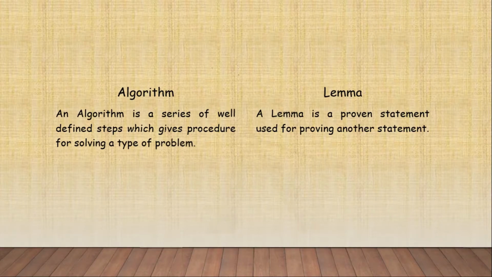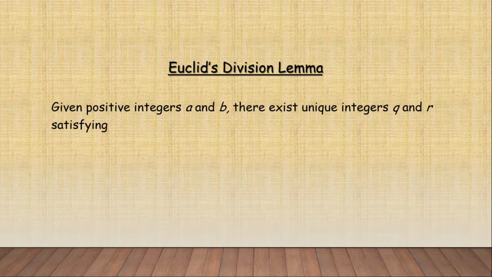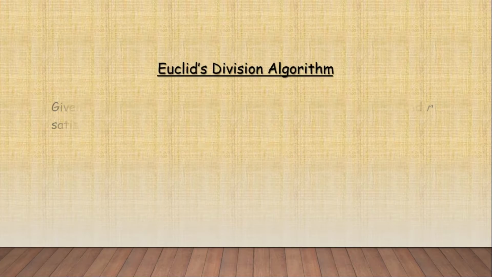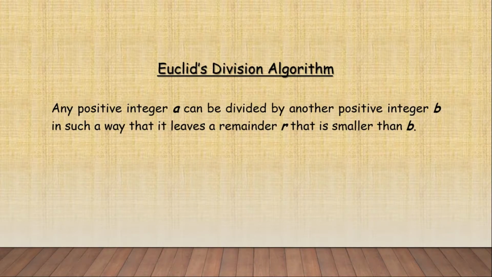Let us see what Euclid's division lemma states. It states that if we have two positive integers a and b, there exist unique integers q and r satisfying a is equal to bq plus r, where r is greater than or equal to 0 but less than b. Now let us move on to Euclid's division algorithm. It is based on Euclid's division lemma, and so they are closely interlinked. It says that any positive integer a can be divided by another positive integer b in such a way that it leaves a remainder r that is smaller than b.